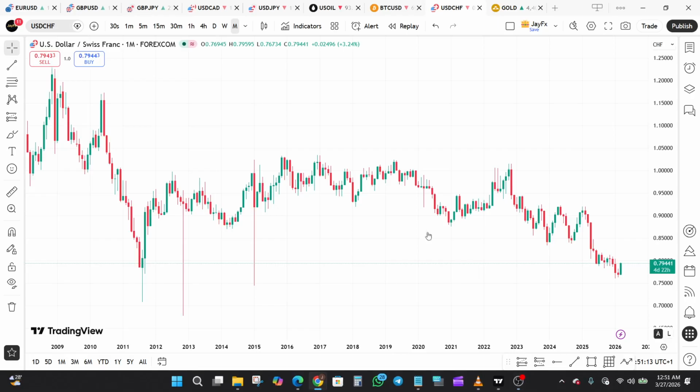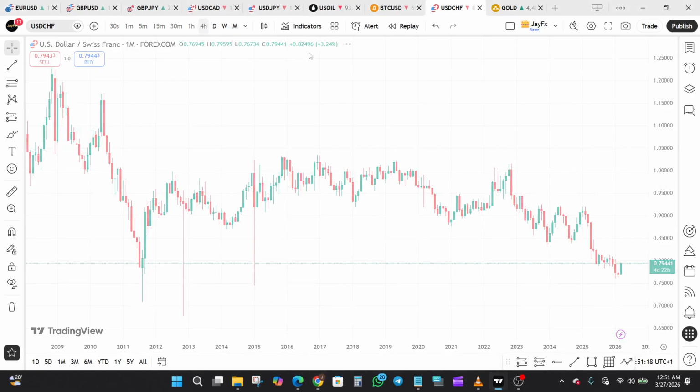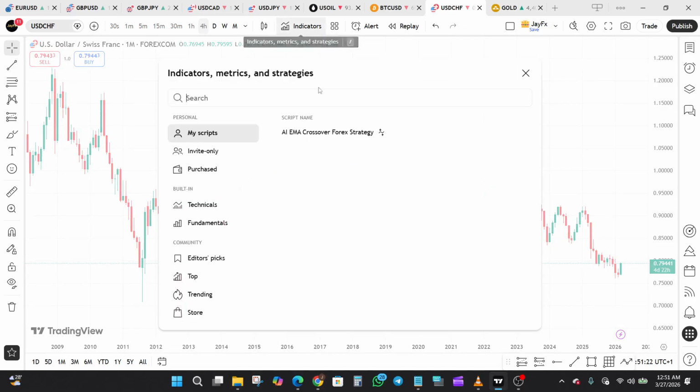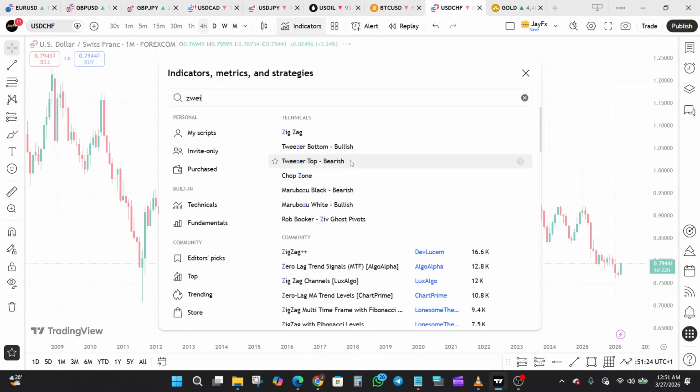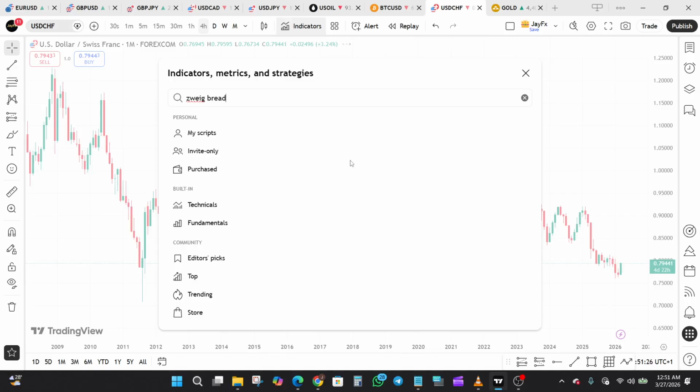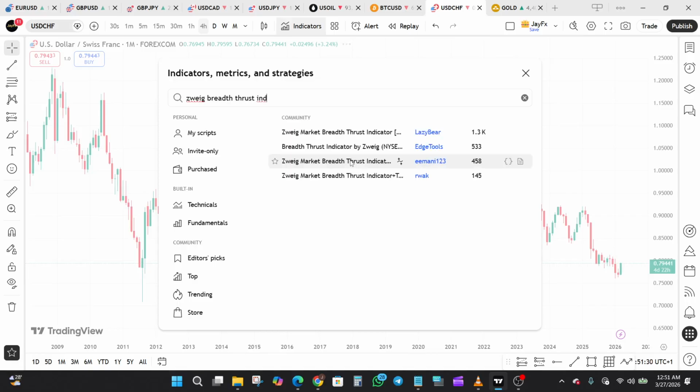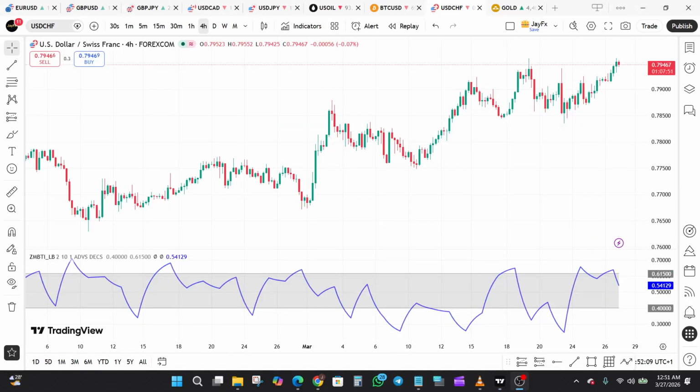Thrust Indicator. So let us start by adding the indicator to the chart. The Zweig Breadth Thrust Indicator. So here we go.